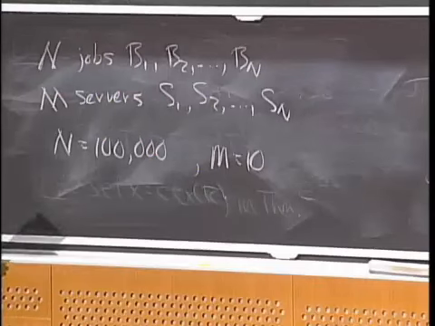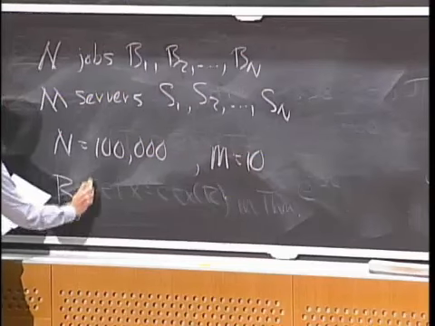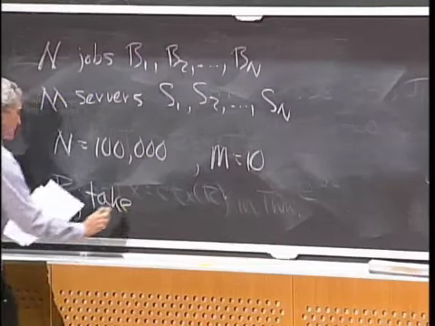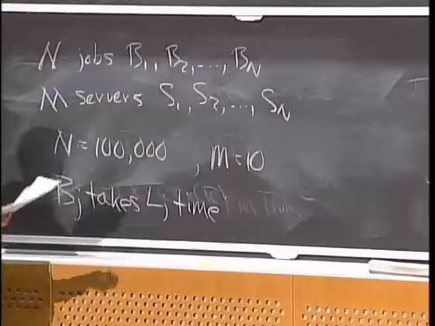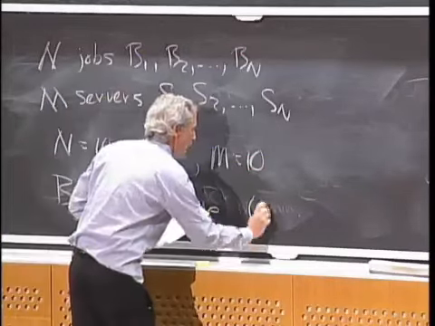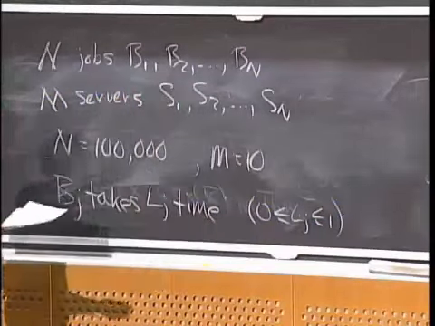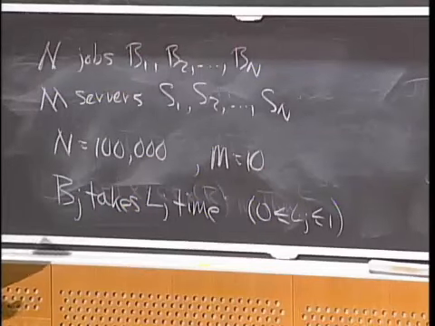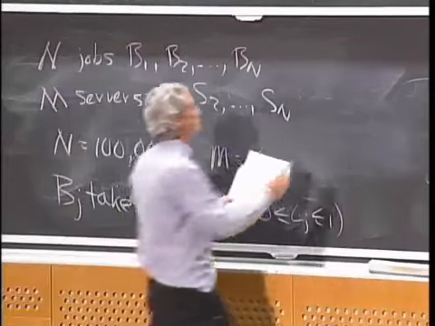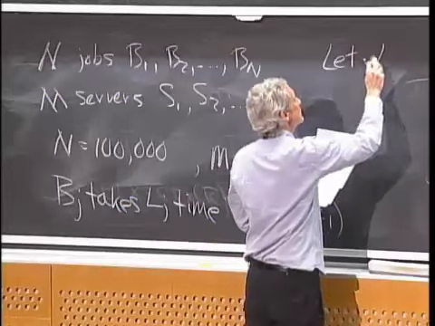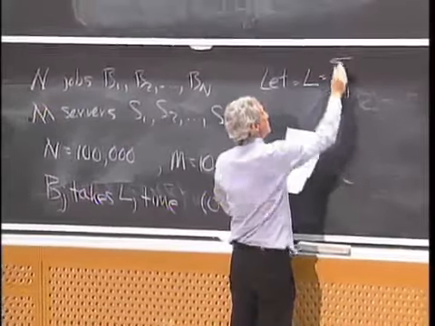And say the time for the jth request, the jth job Bj, takes lj time. And the time is the same on any server. The servers are all equivalent. And let's assume it's normalized so that lj is between 0 and 1. Maybe the worst job takes a second to do, let's say. And say that if you sum up the length of all the jobs, you get L. Total workload is the sum of all of them, j equals 1 to n.